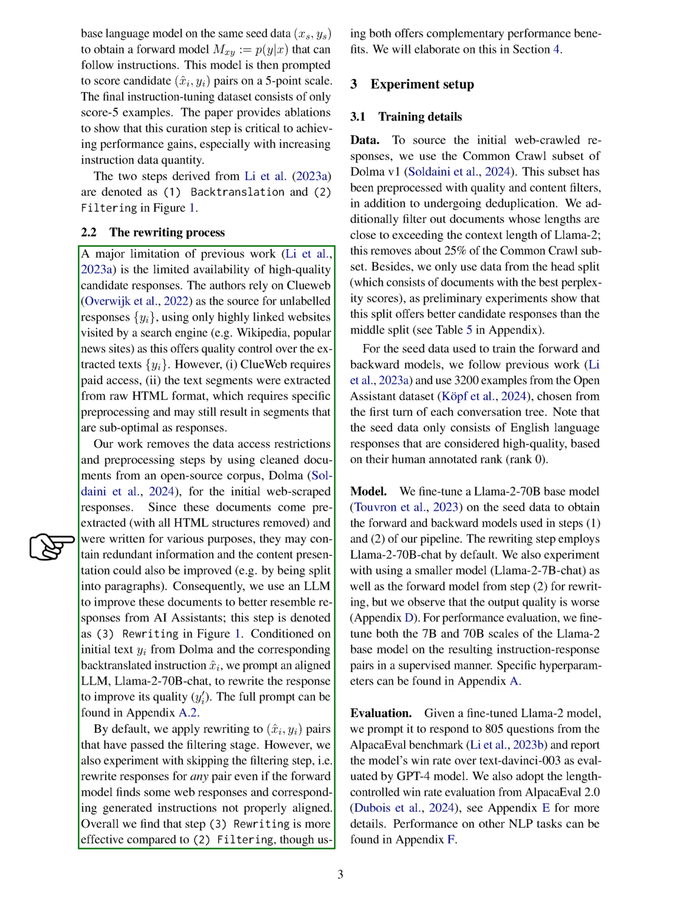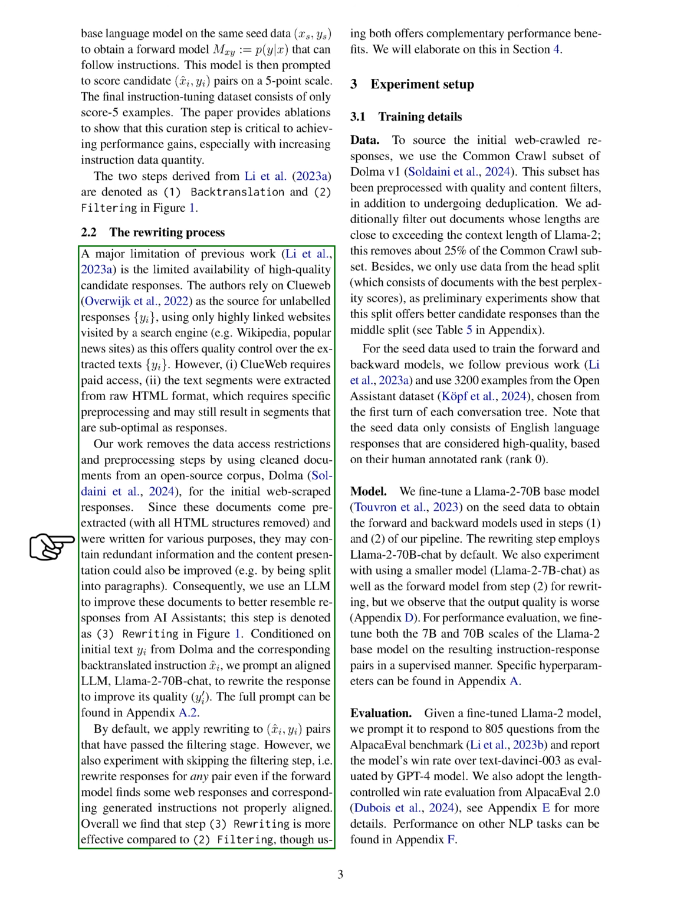It requires paid access, and the text segments are extracted from raw HTML, necessitating specific preprocessing that may still yield suboptimal responses. To address these issues, we eliminate data access restrictions and preprocessing by using clean documents from the open-source DOLMA corpus for our initial web-scraped responses. These documents are pre-extracted, meaning they have had all HTML removed, but they may still contain redundant information and could benefit from improved content presentation, such as being organized into paragraphs.